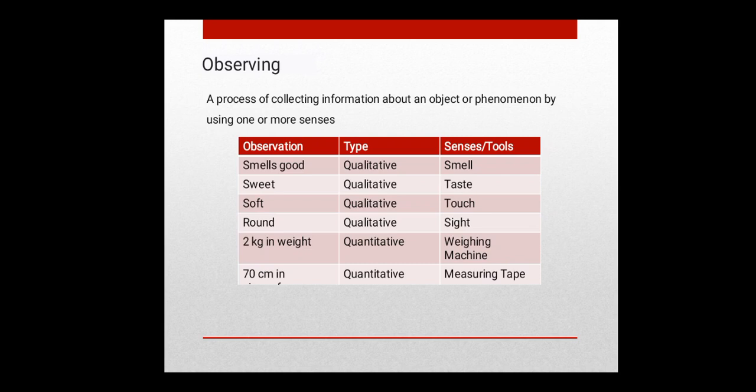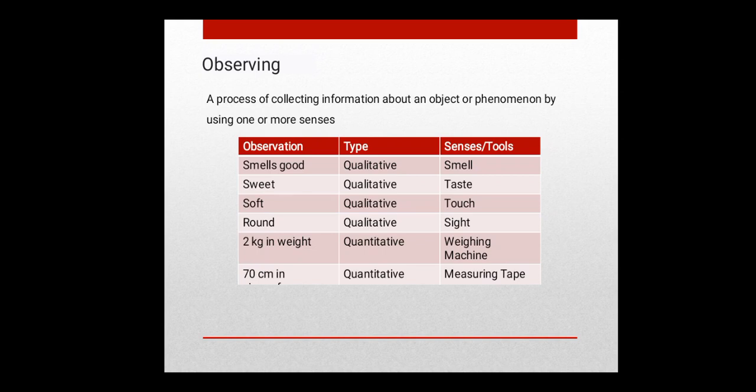Okay, this method, by using our senses, is what we call a qualitative type of observing. Qualitative comes from quality. So quality is, for example, in that table, the smell, the taste, the touch, the sight.